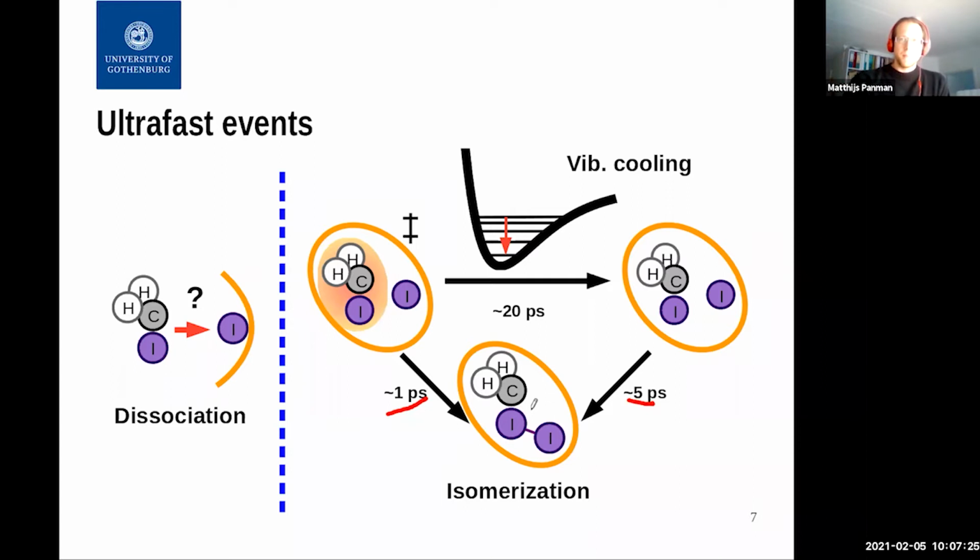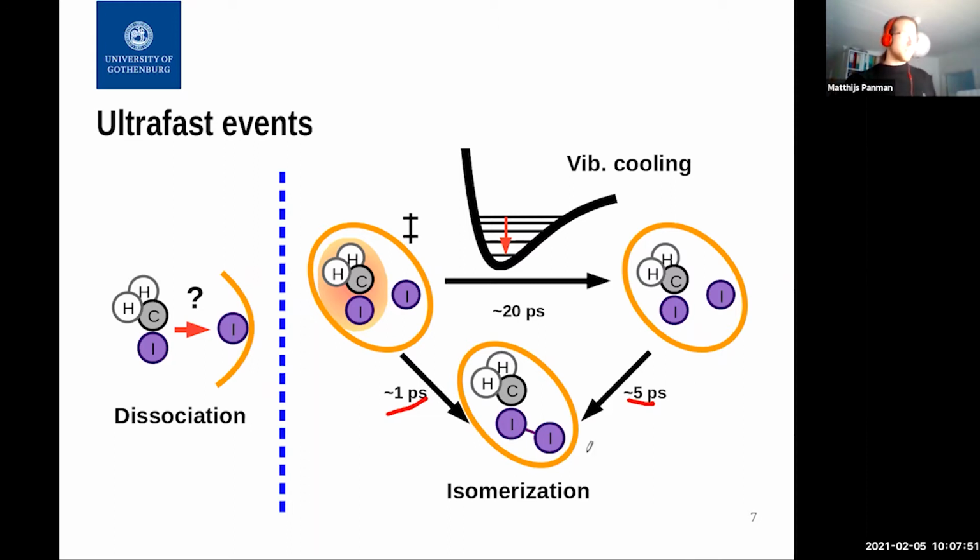And this lifetime here is due to the highly vibrationally excited species which result from the dissociation. And this is because the vibrational energy contributes towards crossing the formation barrier. And once you have vibrational cooling, you don't have this excess energy to help you form the iodine bond.